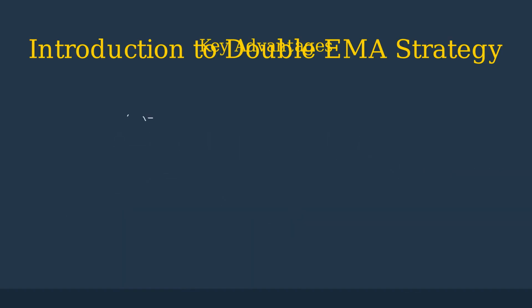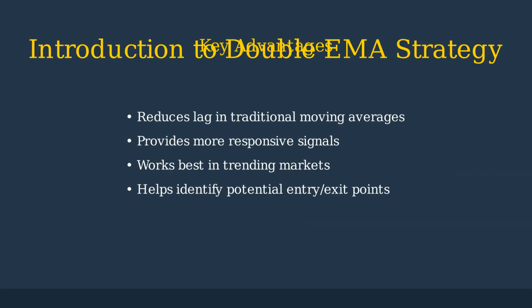The double EMA strategy offers several key advantages over traditional moving average strategies. First, it reduces lag compared to traditional moving averages, making it more effective for catching trends early. The strategy provides more responsive signals in trending markets, helping traders enter and exit positions with better timing.